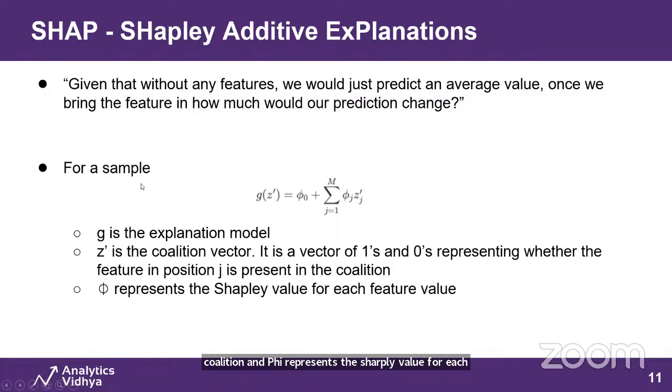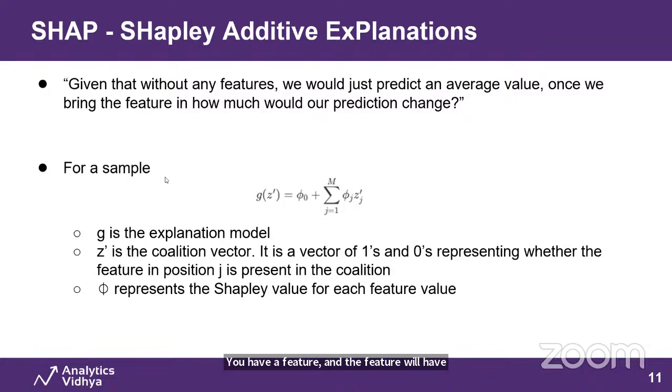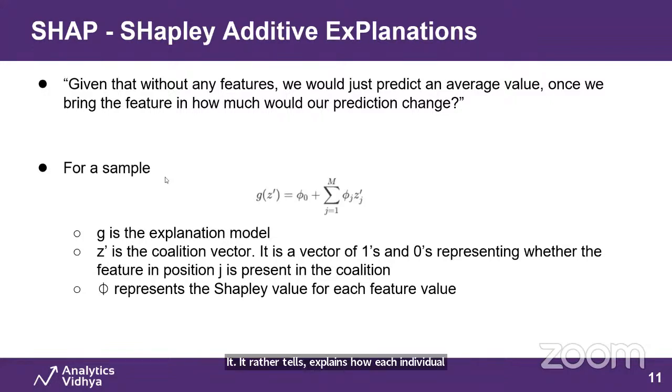So since this is for a sample, what SHAP will give you is, for each sample, you'll have a feature and the feature will have a corresponding value. So what does this feature value contribute to the final prediction? We should also keep in mind that SHAP is a sample level explanation. So SHAP works at a sample level. It's not a global explainer. It rather explains how each individual feature value for a sample is influencing the final prediction. Yeah, so that's how SHAP is represented.